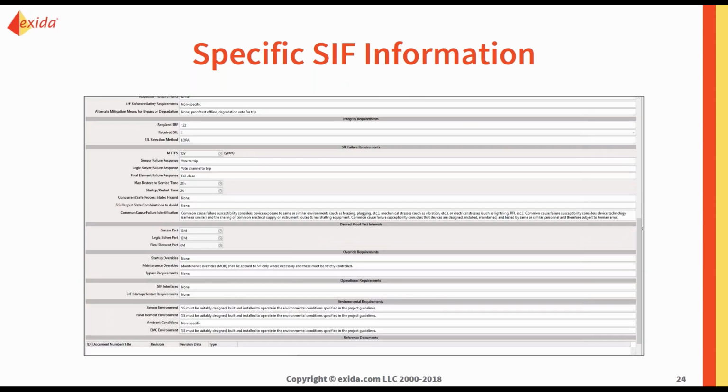Well, here it goes. There's more. Of course, you need your required risk reduction factor, your required SIL level, your SIL selection method. Here we have LOPA, but you can also do risk graph and risk matrix in the tool. You have your mean time to fail spurious, your sensor, logic solver, and final element failure response, your max restore time, max restore to service times, startup restart times, all of that information you're going to need. Again, here you have your sensor part and logic solver part, final element part, desired proof test intervals. You have override requirements, operational requirements, any environmental requirements for your site, and any reference documents that are relevant.